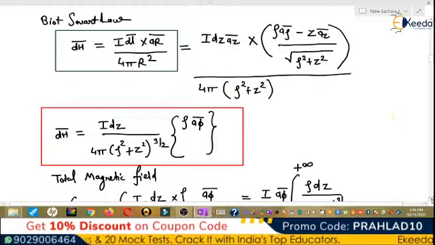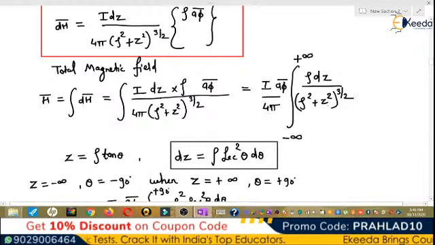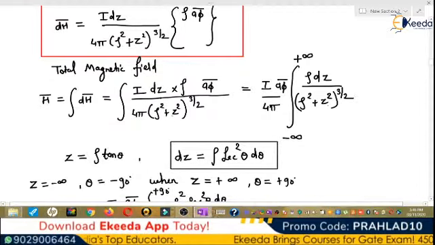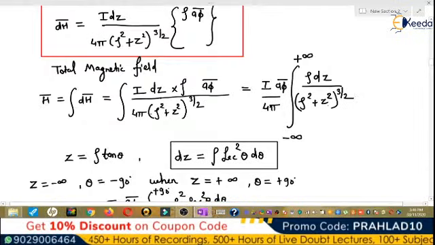So the total magnetic field is the integration of this magnetic field. So it is I dz upon 4 pi times rho square plus z square to the power of 3 by 2, rho a phi. So I by 4 pi a phi vector and the integration of rho dz upon rho square plus z square to the power of 3 by 2. The limit is minus infinity to plus infinity. We put z equal to rho tan theta. Hence dz is equal to rho sec square theta d theta.